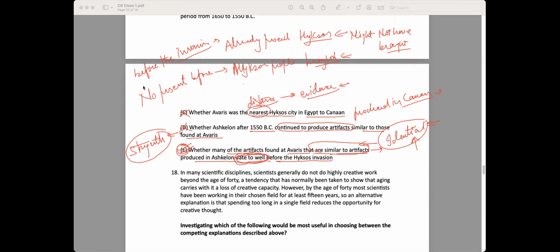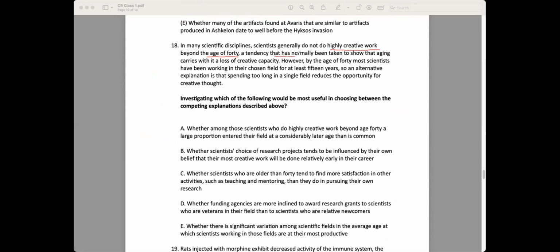Okay, let's see 18th. In many scientific disciplines, scientists generally do not do highly creative work beyond the age of 40, a tendency that has normally been taken to show that aging carries with it a loss of creative capacity. So they don't do highly creative work after 40. So age is one factor. However, by the age of 40, most scientists have been working in their chosen field for at least 15 years. So an alternative explanation is that spending too long in a single field reduces the opportunity for creative thought.